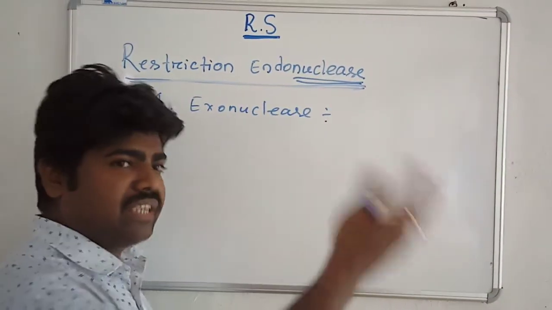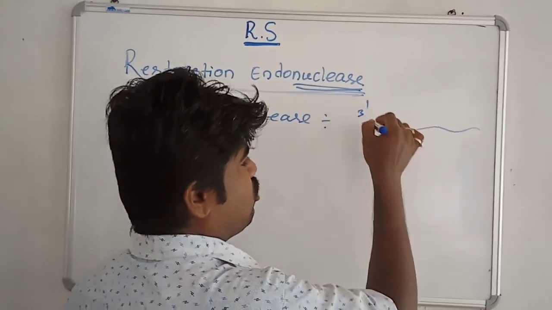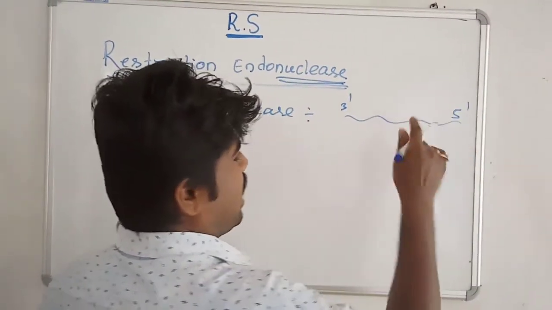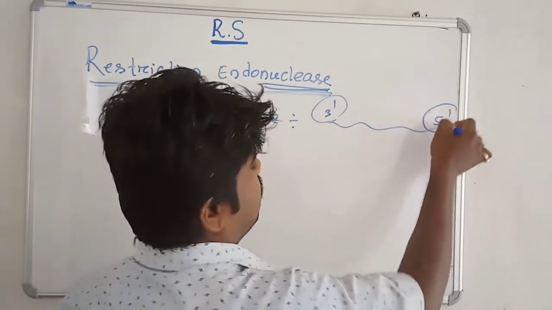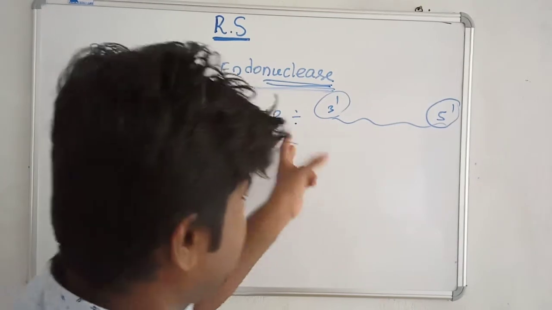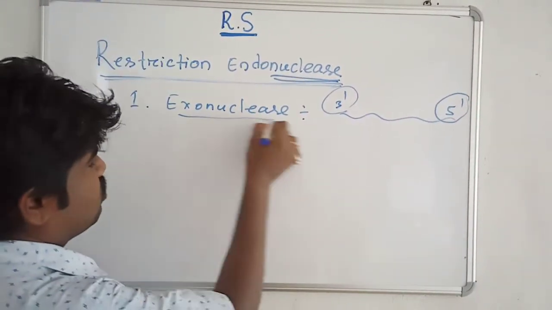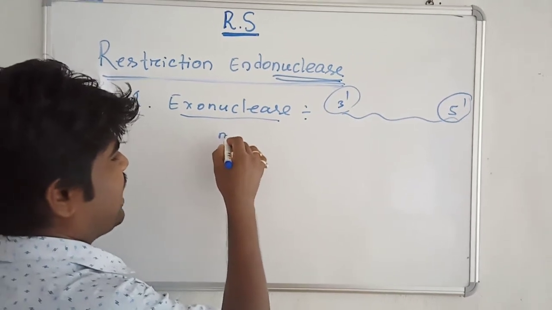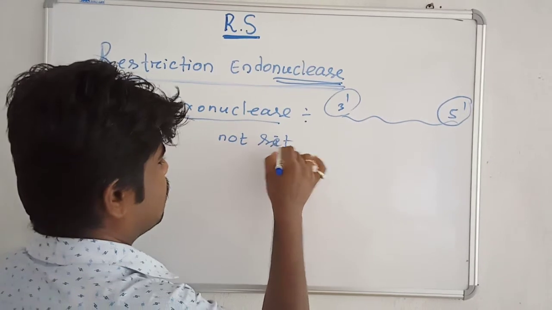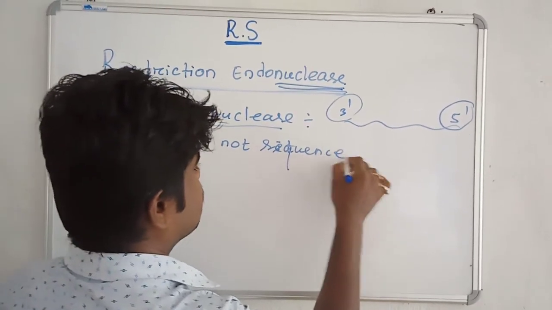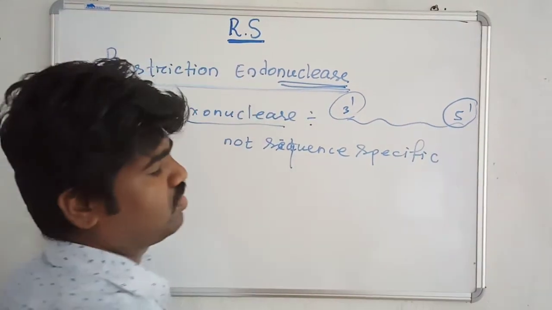These exonuclease enzymes cut the DNA molecule at one terminal end. That is, they cut the DNA at one terminal end, either from the 3' end or from the 5' end, and they remove the nucleotides one after the other. These exonucleases are not site specific. They are not sequence specific, and they cut the DNA molecule at one end only.